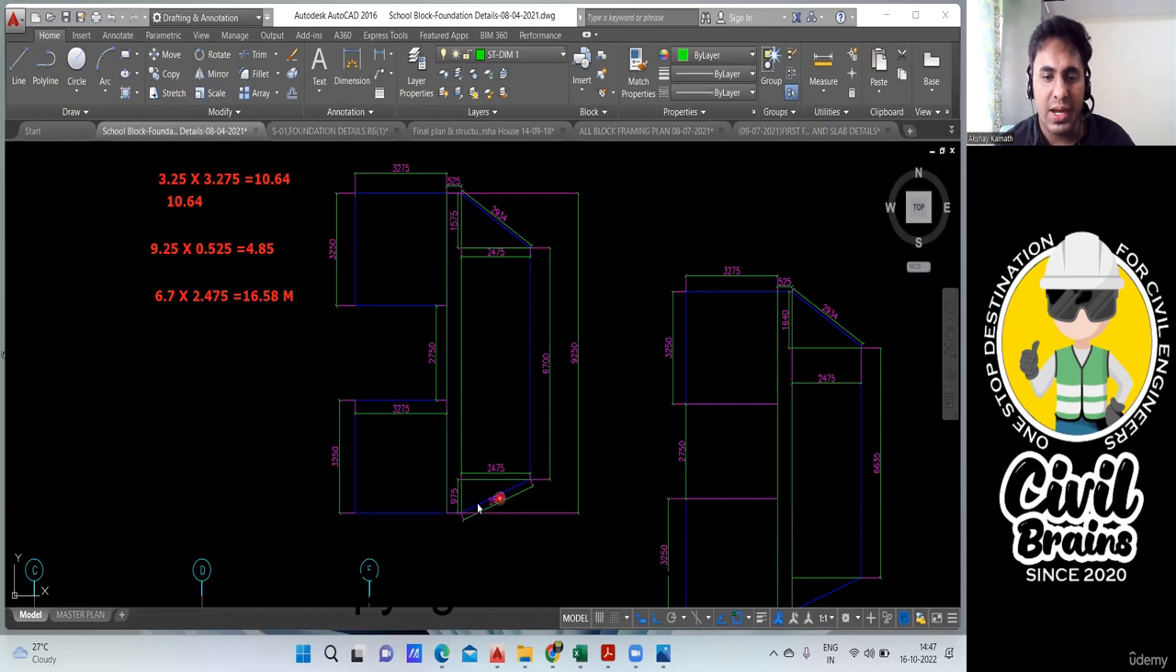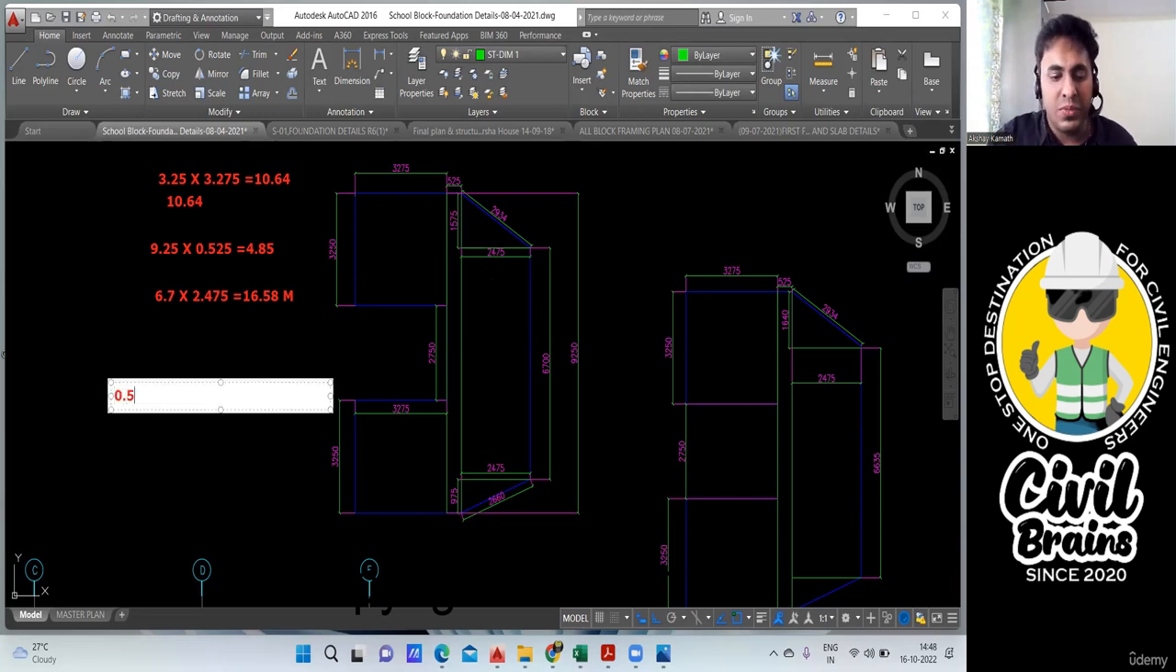So this triangular portion and this triangular portion. Since triangle area is half into length into breadth, we'll apply that formula. First, I'll do this particular triangle. Half is 0.5, half into length. Length you can take 2.475, into breadth. Breadth is 0.975. So 0.5 into 2.475 into 0.975, you'll get 1.20 meter. Okay, this triangle is done.